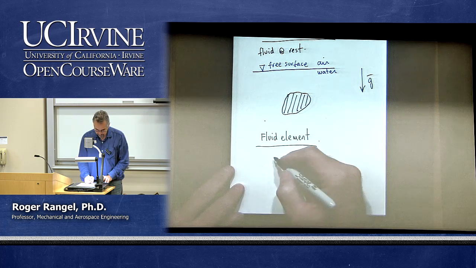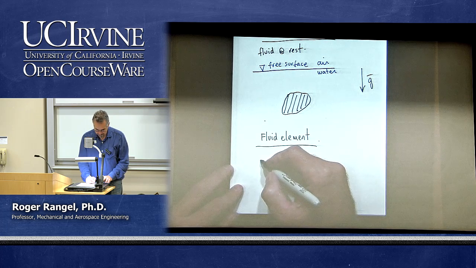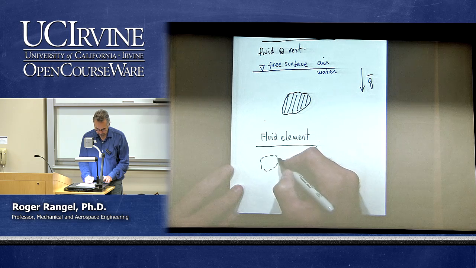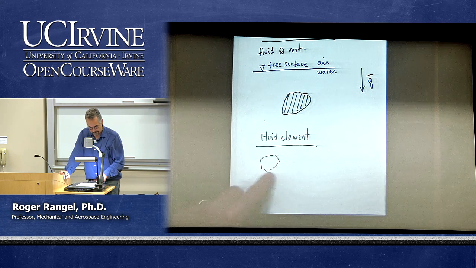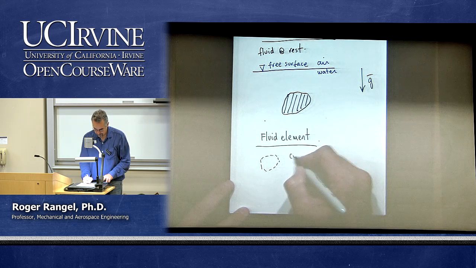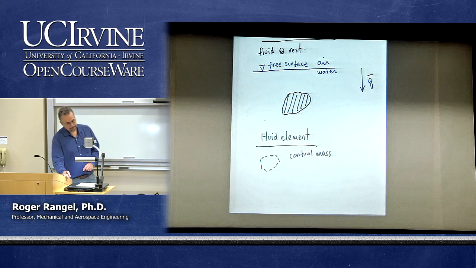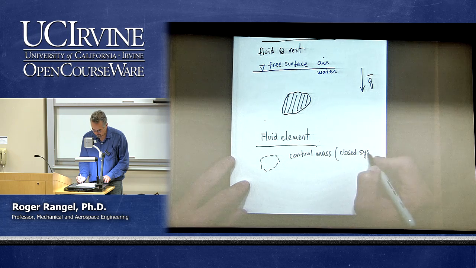So the concept of a fluid element is very simple. Let's say that I have this fluid here. If I just make an imaginary volume within that fluid, this dashed line represents a boundary in the way we studied in thermodynamics, a system boundary, so that whatever is inside here is a control mass. Or also, remember from thermodynamics, another word for that was a closed system.